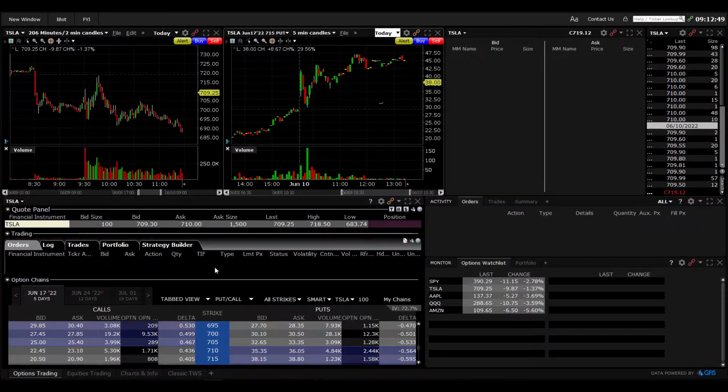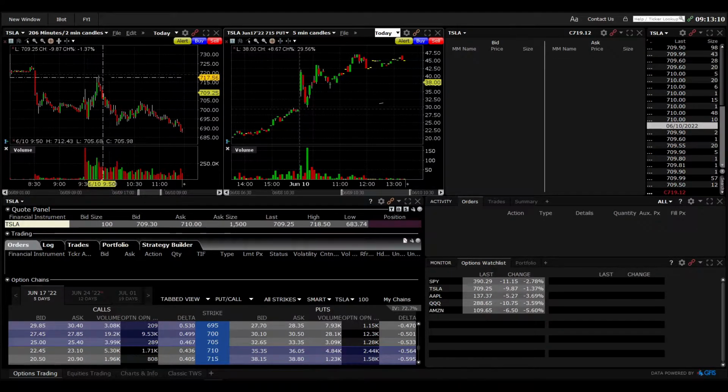So now let's look at delta. So what is delta? Delta basically gives you an idea of how volatile the contracts are going to be in relation to the underlying asset. So essentially, delta tells you how many cents per share or per contract the contracts are going to move for every dollar per share that the underlying asset moves.